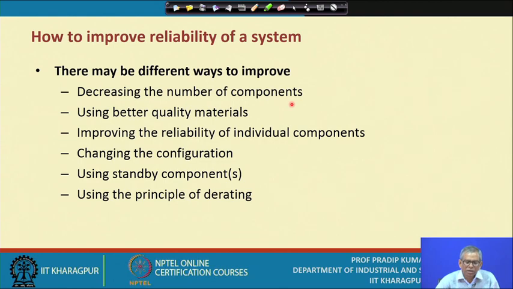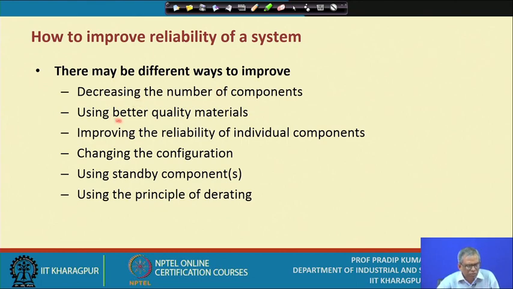Is it okay? One option could be that instead of having two components, why don't you have, say, a combined component? Under certain conditions you can combine them, under certain other conditions you cannot combine. Those details we will refer to when we discuss the cases and numerical problems, so we will be referring to those alternatives.